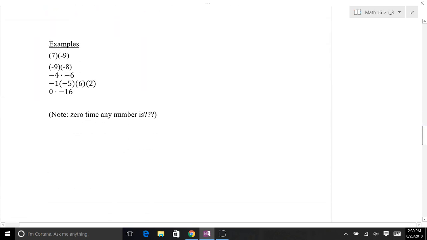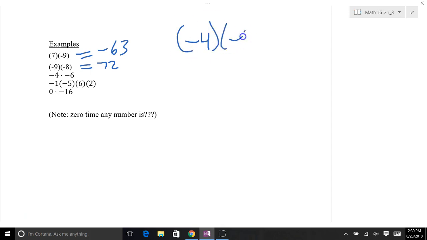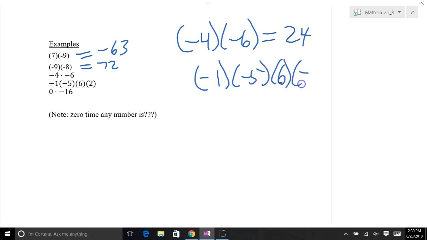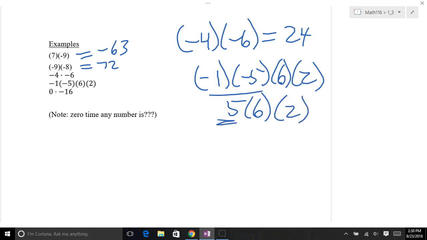So here are some examples. Positive times a negative is a negative 63. A negative times a negative is a positive 72. Negative 4 times negative 6, negative times a negative, positive. Negative 1 times negative 5 times 6 times 2. Again, do these by hand when you're doing the homework. Negative times a negative is a positive 5. Positive 5 times a positive 6, 30. 30 times 2, 60.